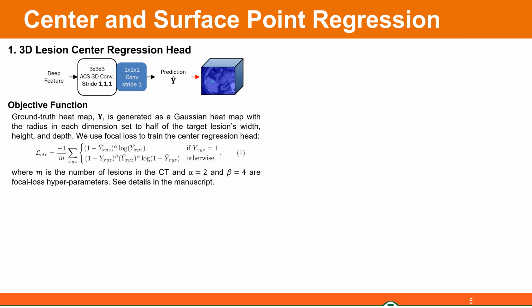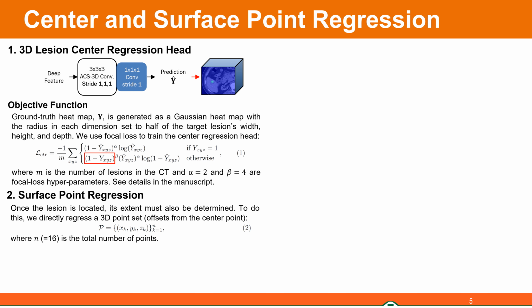We use focal loss to train the center regression head, where M is the number of lesions in the CT, and alpha and beta are focal loss hyperparameters. We also exploit hard negatives by generating negative valued heat maps. Please see details in the manuscript.